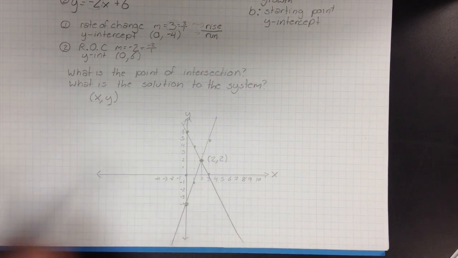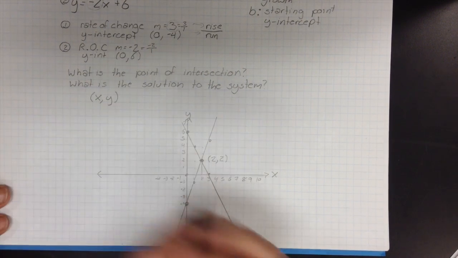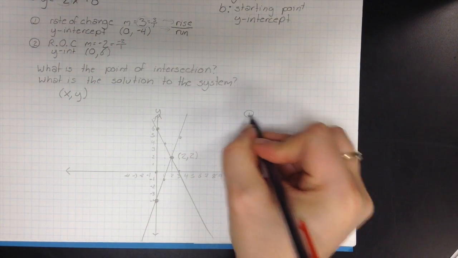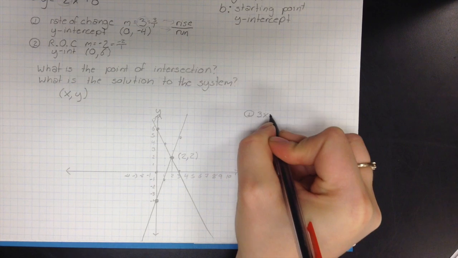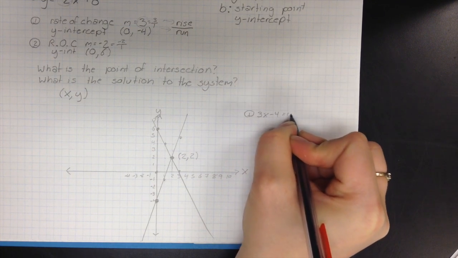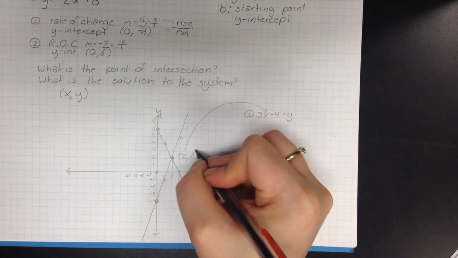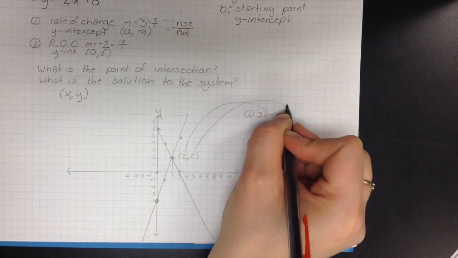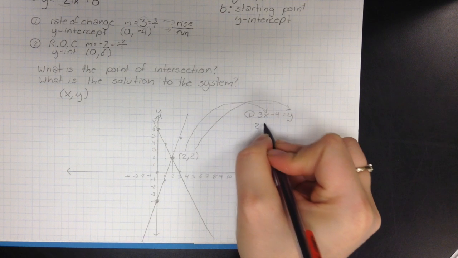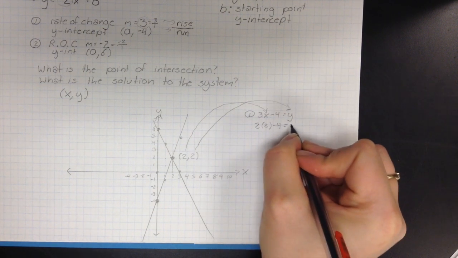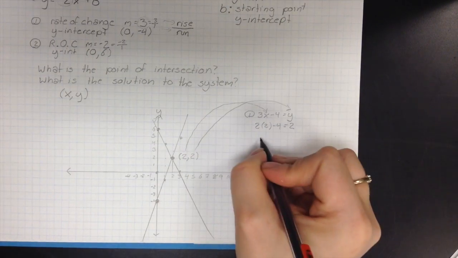And I can check that this works algebraically by looking at each of my original equations. So in equation, let's see, I'll do that over here. Equation 1 was 3x minus 4 equals y. And so I just want to take my x value and put it in for x, and my y value and put it in for y. So I'm going to end up with 3 times 2 minus 4 is hopefully, if I did this right, going to be equal to 2.